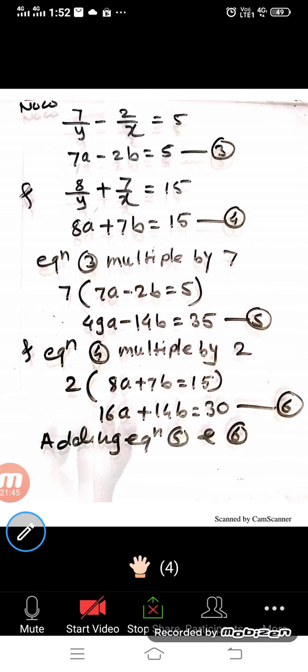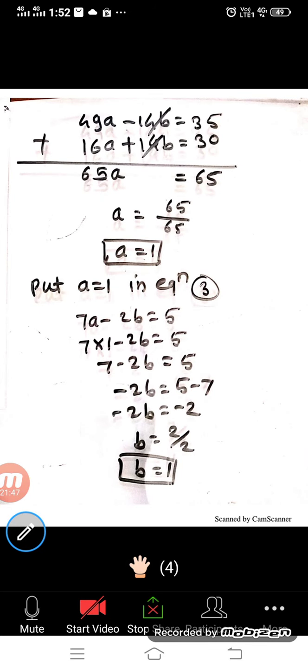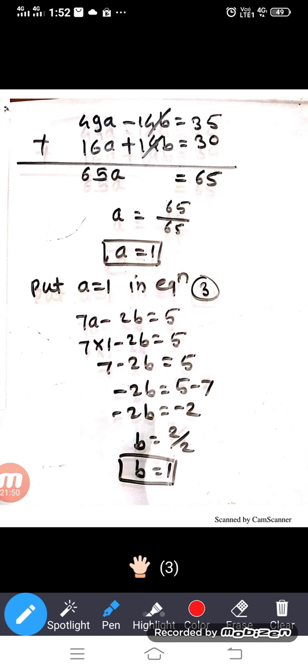Adding equation 5 and 6, then we get minus 14b plus 14b get cancelled. Then 49a plus 16a, sum of these two numbers is 65a is equal to sum of 35 plus 30 is equal to 65. Then 65 into a is in multiplication, 65 goes on this side, we get divide, then a is equal to 1. Put a is equal to 1 in equation 3.